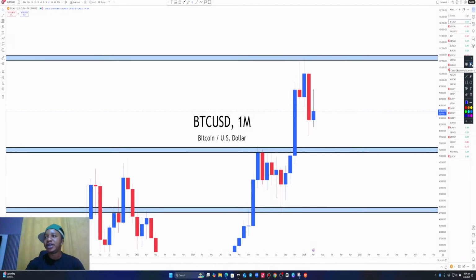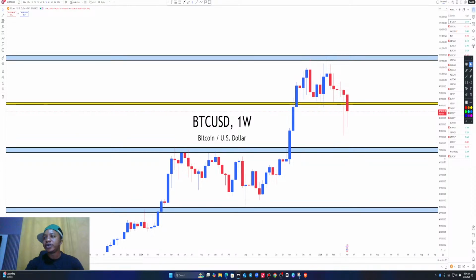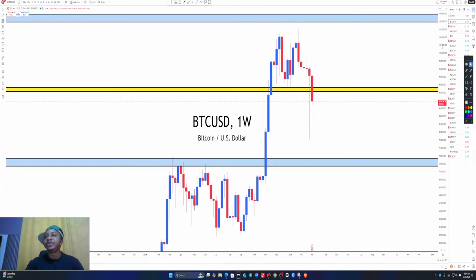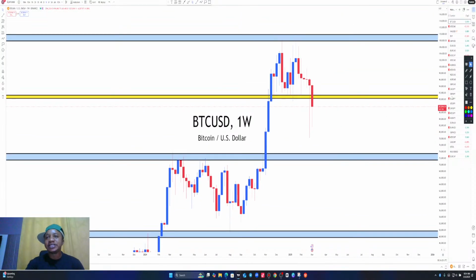Let's take it further to the weekly time frame for more understanding. All right, so this is the weekly time frame of BTC USD. On the weekly time frame, we have our weekly mid-range over here. What else do you see on the weekly which tells us that we are indeed going to come back for a retest here on the monthly support?